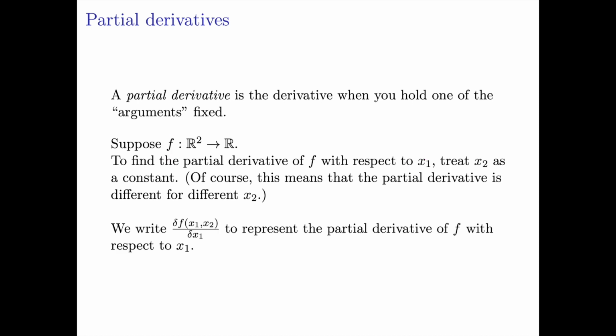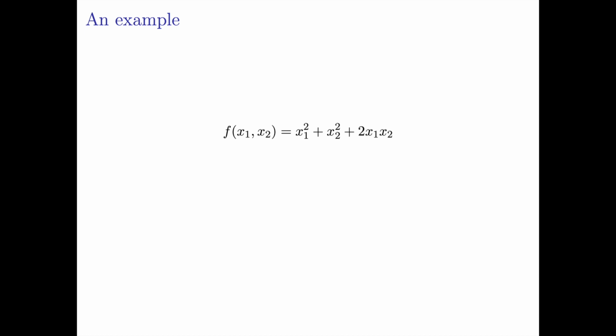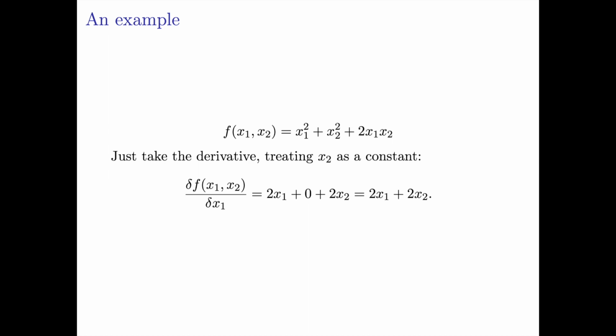The notation we use for a partial derivative is the small Greek letter delta. If you recall, for the derivative, we used the letter d, but for a partial derivative, we're going to use the Greek letter delta. So delta f over delta x1 is the partial derivative of f with respect to x1, its first argument. Let's do an example. Suppose we want to find the partial derivative of this function, x1 squared plus x2 squared plus 2 x1 x2, with respect to x1. So we're just going to take the derivative of this, where x2 is treated like a constant. So we're going to apply the addition rule here. The derivative of x1 squared with respect to x1 is just 2x1. That's what we have here.